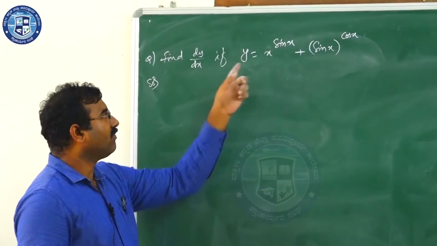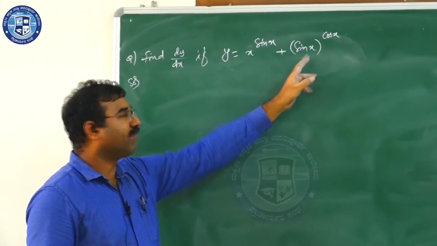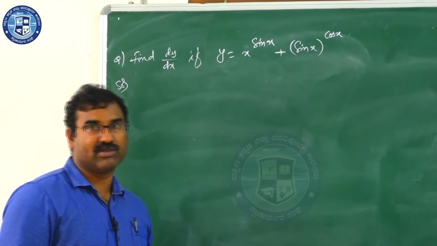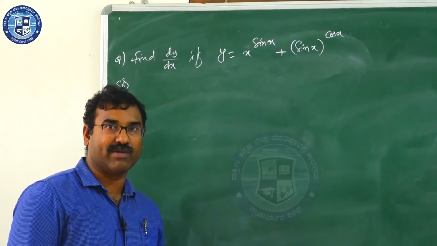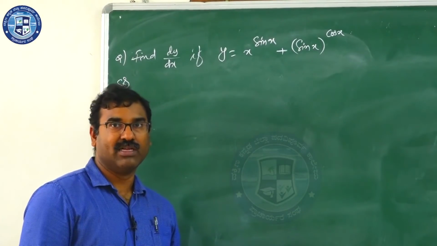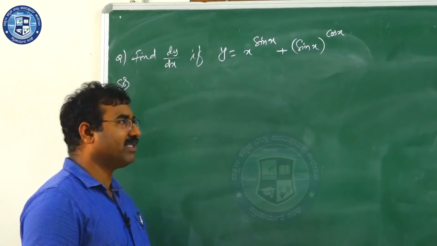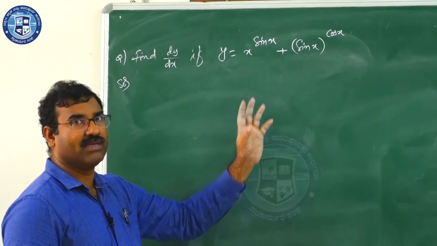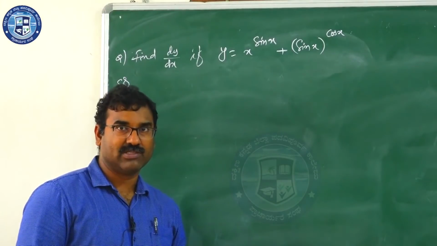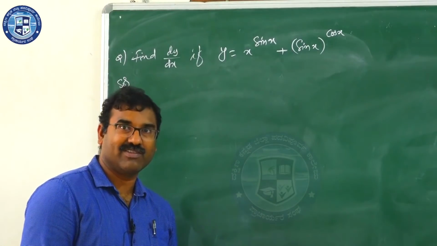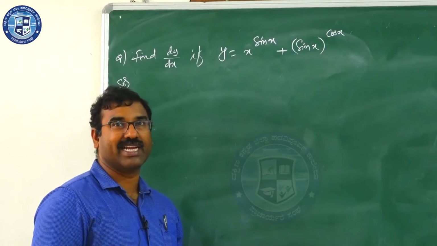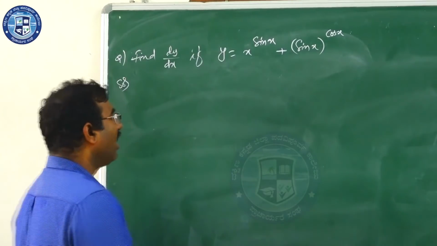Okay, so it's variable power variable, but you should not apply log straight away here, because I already told you very clearly there is no formula like log x plus y. There is no formula for log x minus y. So most of the students, whenever they see this problem, just apply log on both sides. You should not do that. In spite of telling many times, students always apply log on both sides straight away, but you should not do it. Okay, how to do this problem?